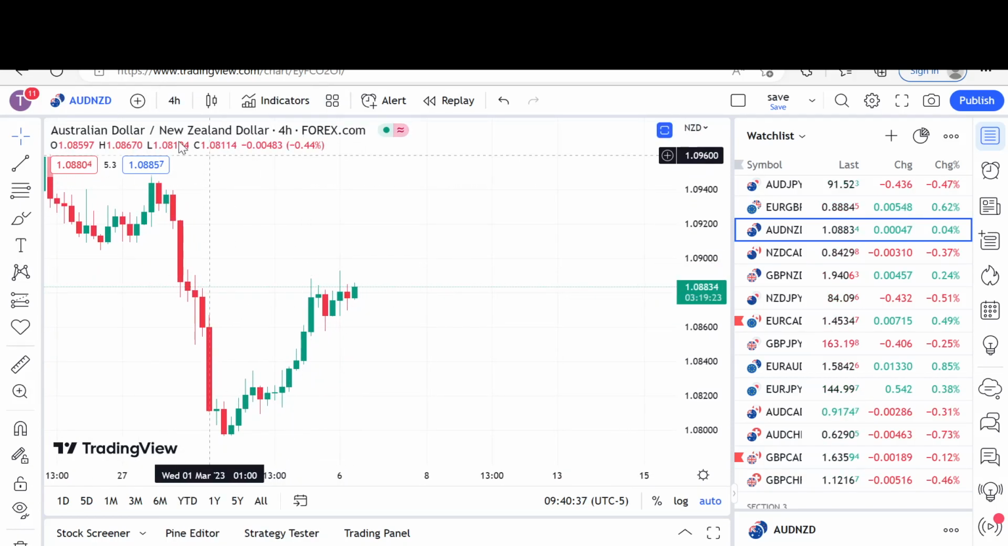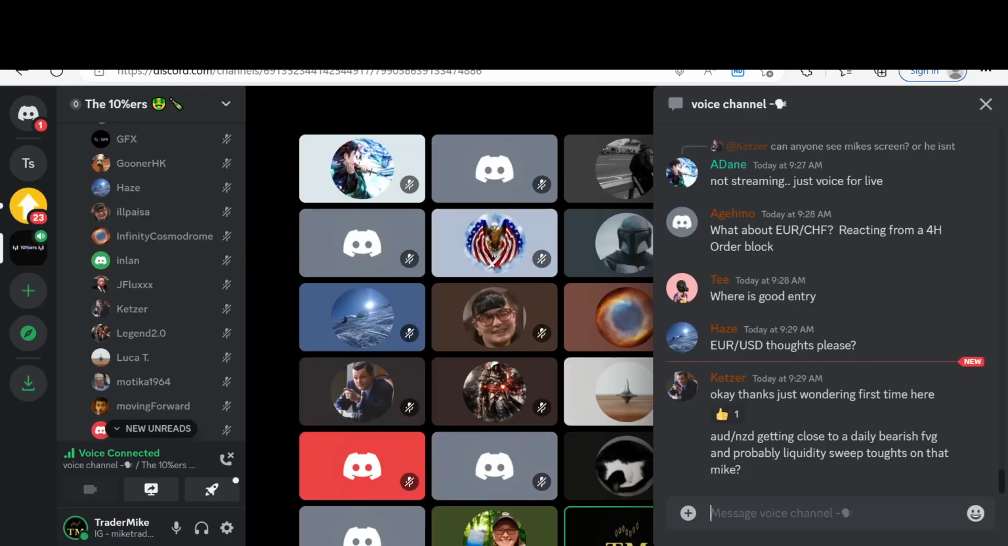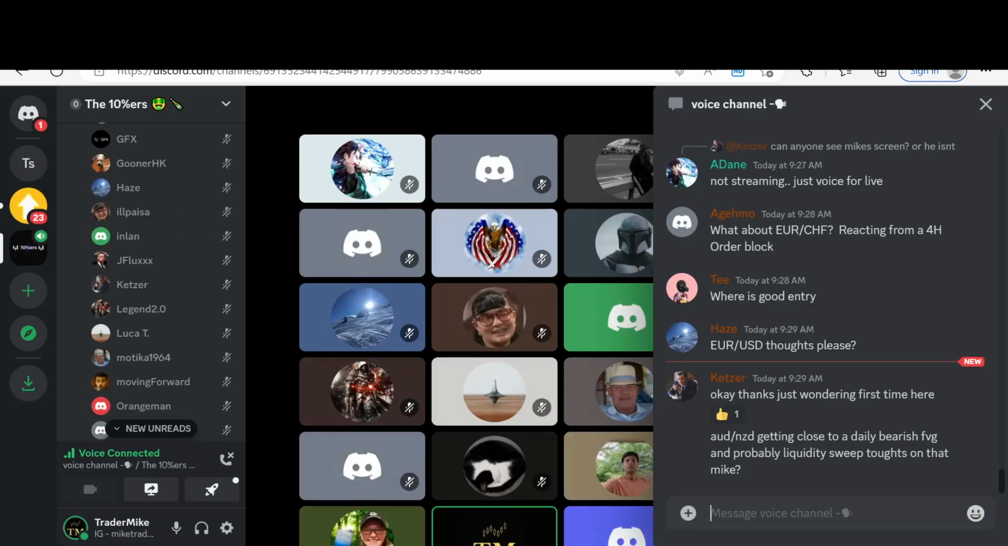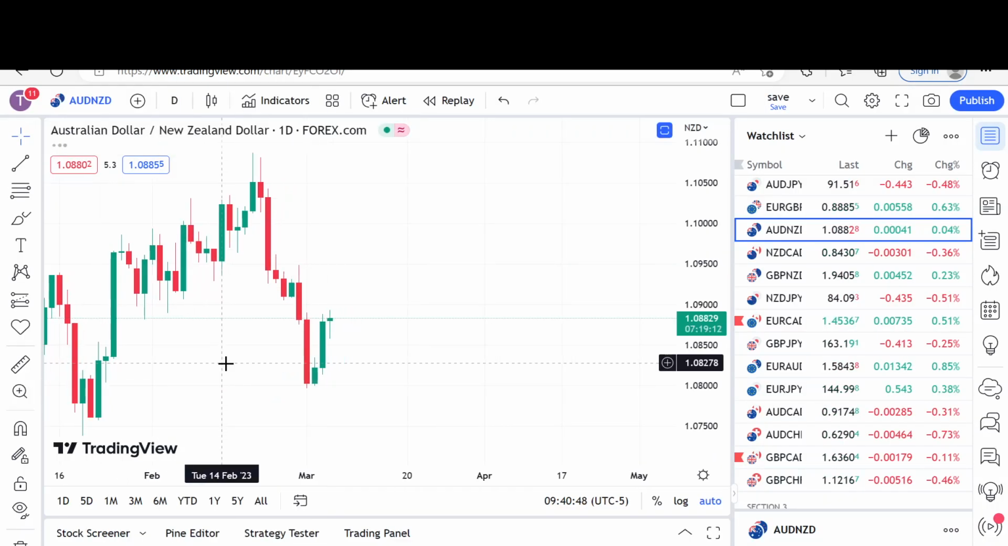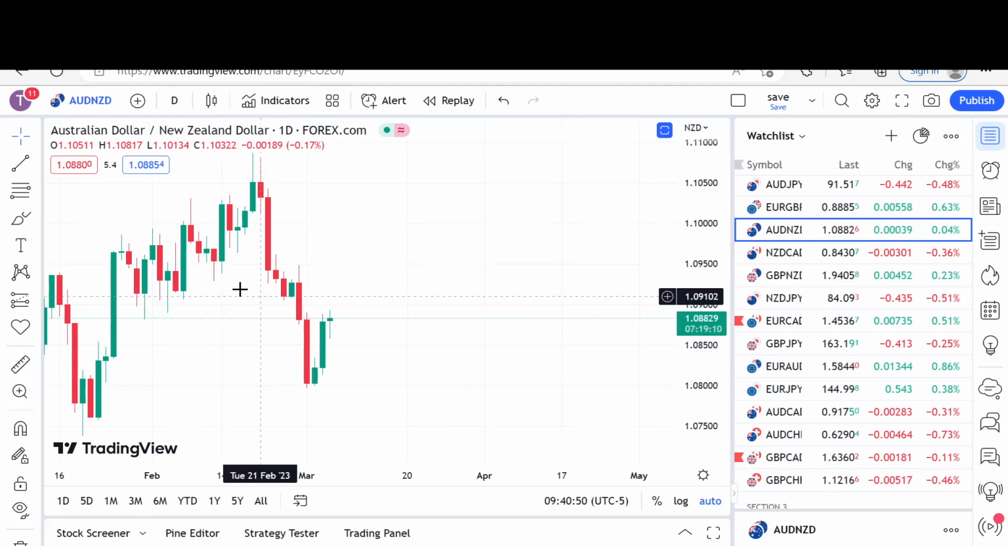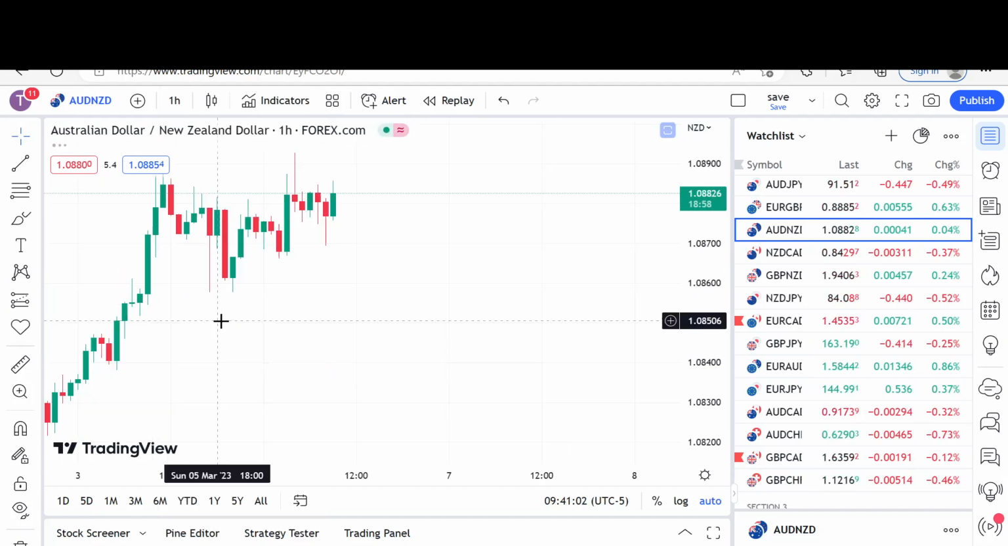And let's see what we got here. What was your question? Getting close to a daily bearish fair value gap and probably a liquidity sweep. Yeah, you've got that daily bearish fair value gap that it is tapping up into at the moment. So we could very likely see this thing roll over pretty soon, but it would be much smarter to wait on that lower time frame confirmation.